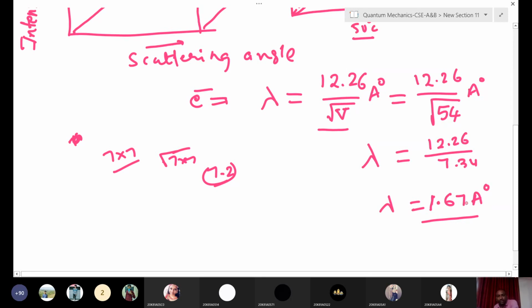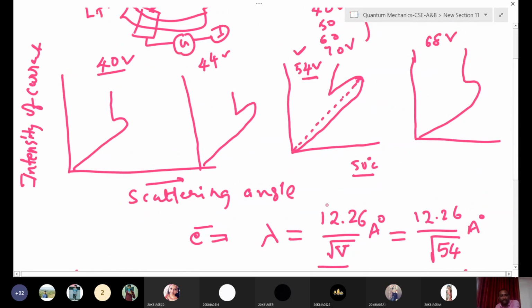So using this Davisson Germer experiment, if you incident these electrons on a nickel crystal using some voltage potential, we have observed that the wavelength of these electrons, or the wavelength of this material particle, is lambda equal to 1.67 angstrom.